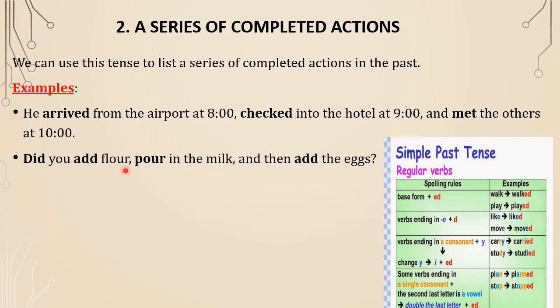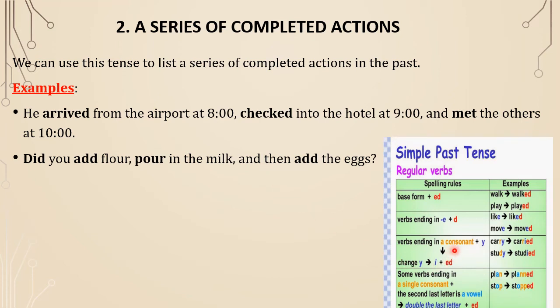Did you add flour, pour in the milk, and then add the egg? So we need not talk about them in separate sentences. We have merged them in one sentence. This is pretty fine. Now I'll discuss another rule of spelling at the same time.